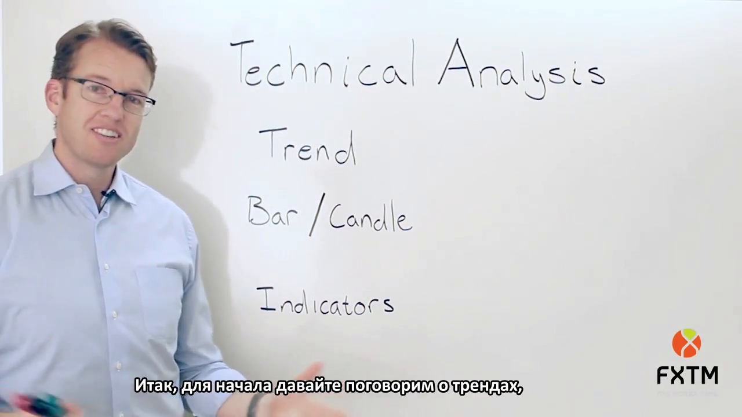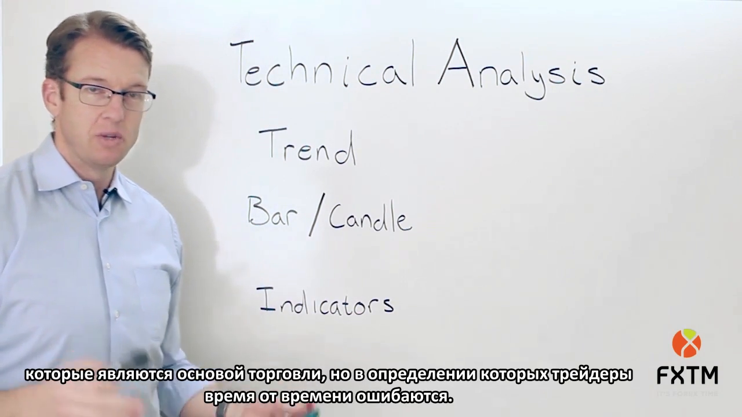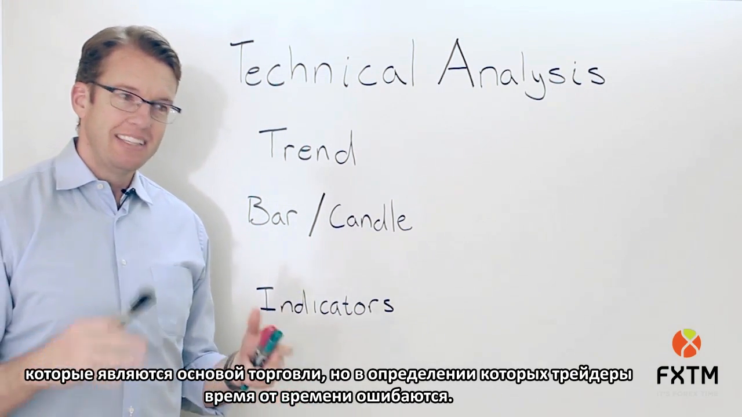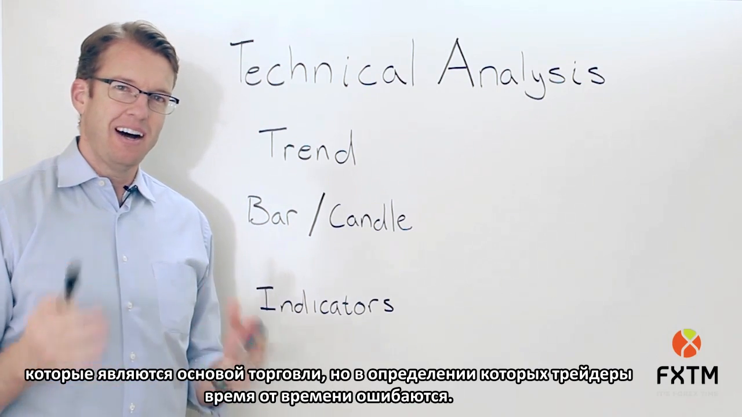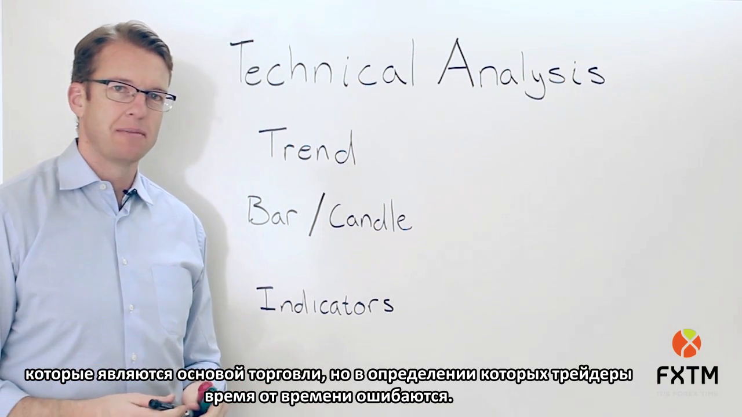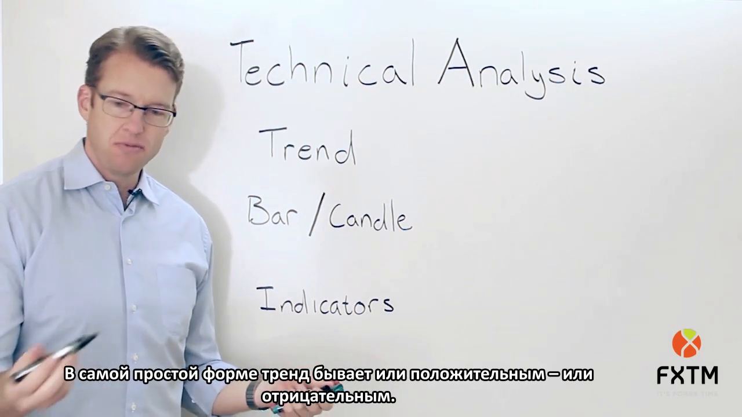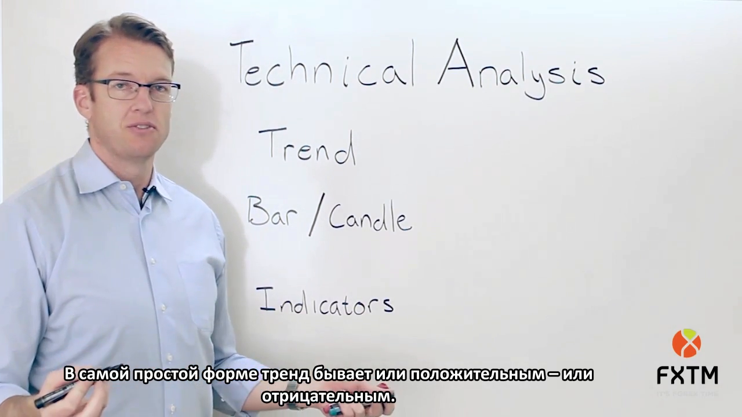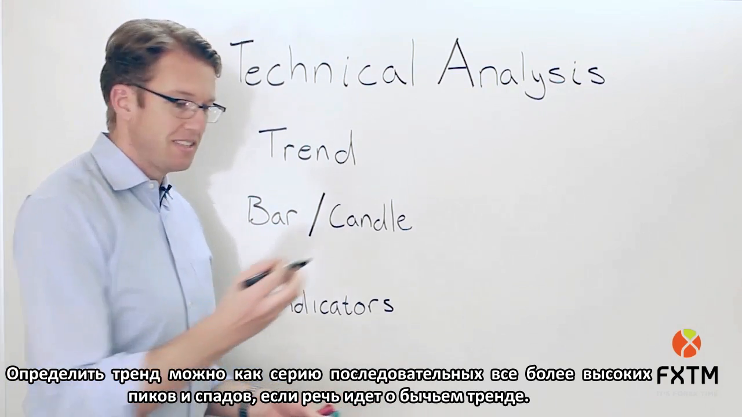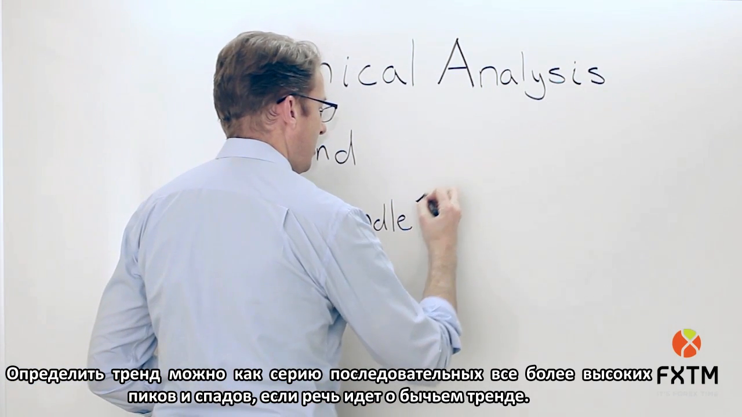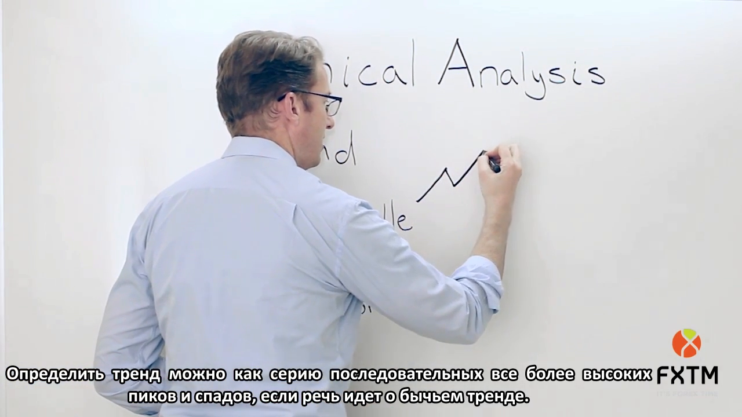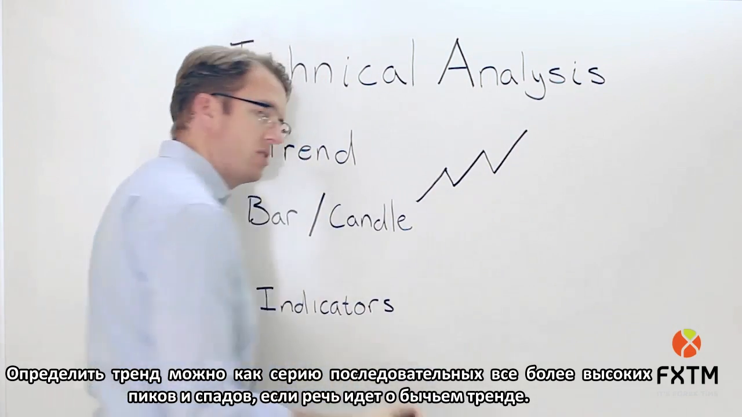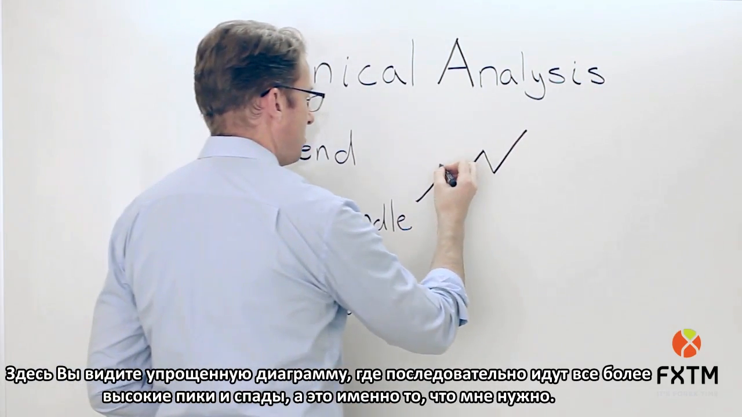So let's start our discussion out by talking about trend, which is really basic and yet can be a concept that trips up traders from time to time. Now, in its simplest form, the trend either is a positive trend or it's a negative trend. And the way we define it is merely as a series of higher highs and higher lows in the case of a bullish trend. So you can see here my simplified diagram.